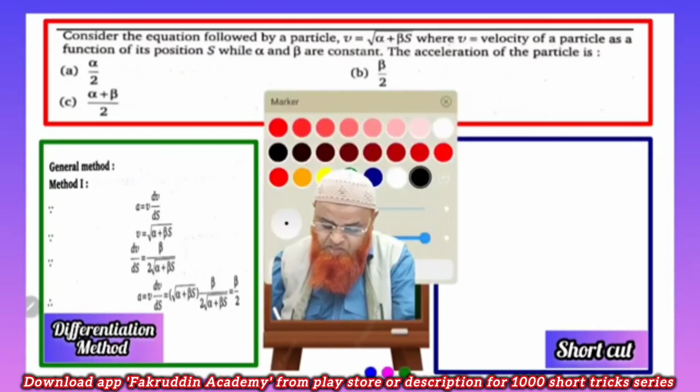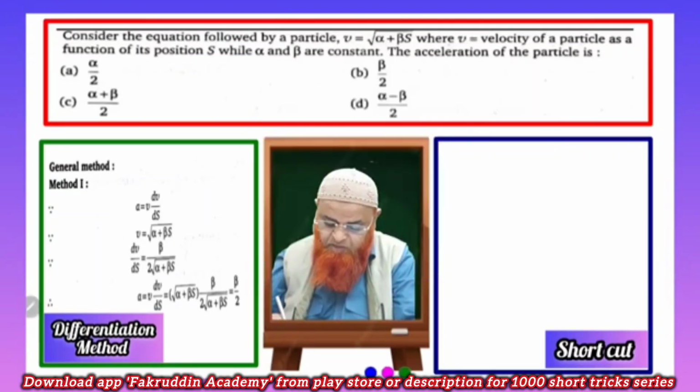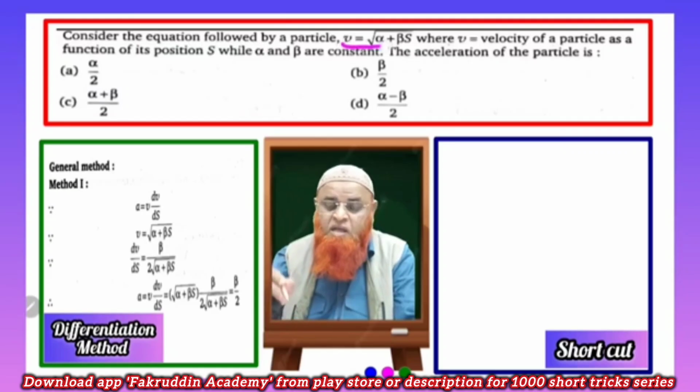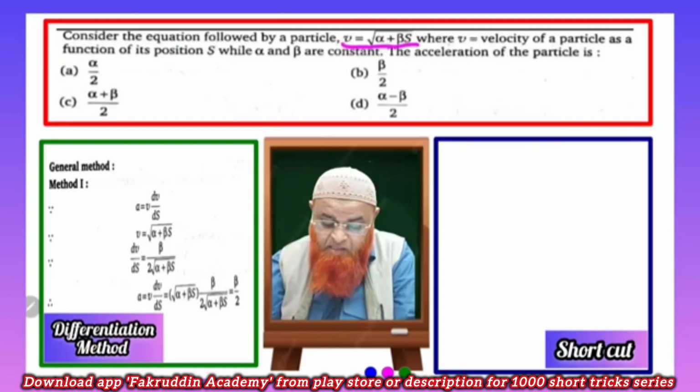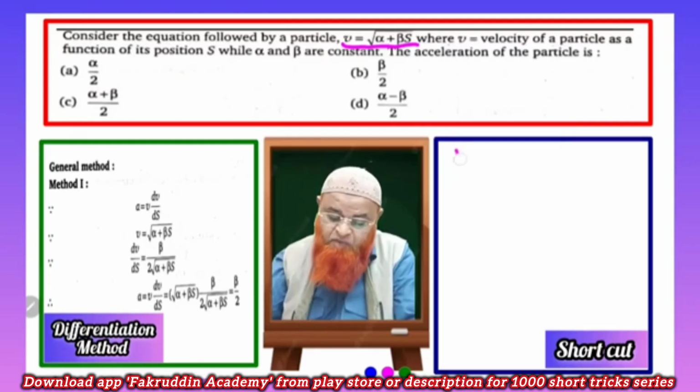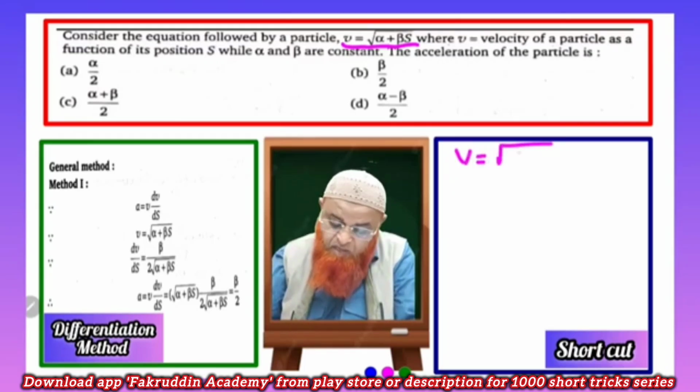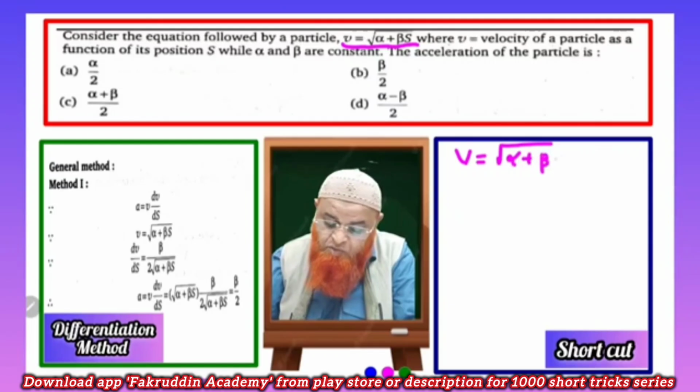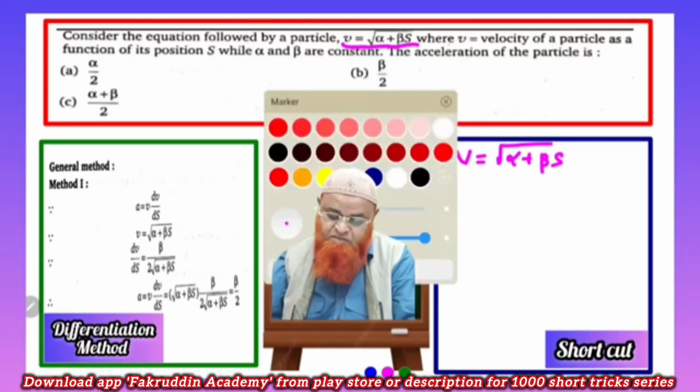Try to read the question and try to understand what he is going to explain. You just see what is given here. The value of V has been given to us. What is the value of V? You can just see here, V is nothing but square root of alpha plus beta s. Okay. Then how are you going to solve this problem now?